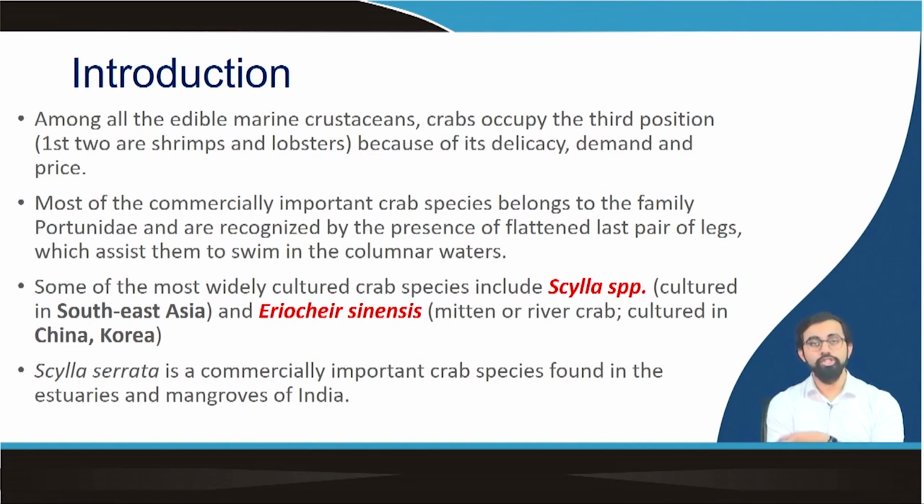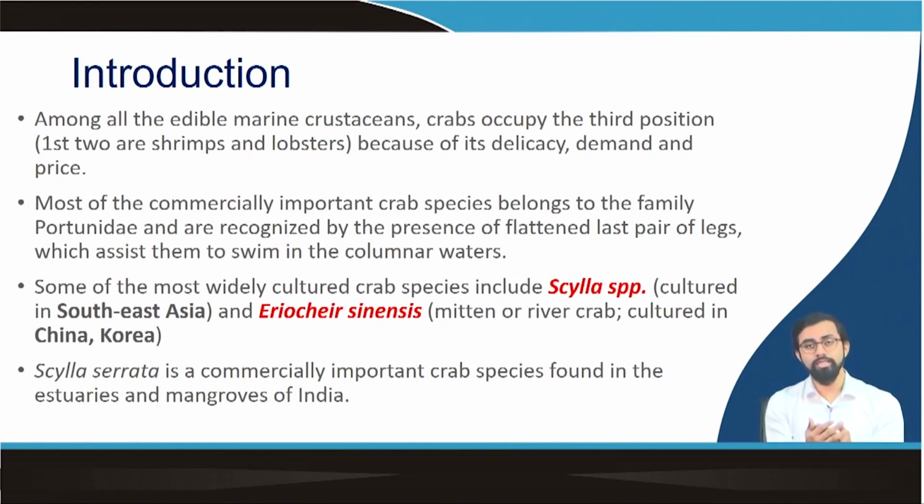So most of the commercially important crab species belong to the family Portunidae, and are recognized by the presence of a flattened last pair of legs, which assists them to swim in the columnar water, like not in the bottom or the surface, but in the columnar water. Okay. The most widely cultured species in Southeastern Asia is the Scylla species, as I told, and also there is E. sinensis, which is also called the river crab, which is mainly cultured in China and Korea.